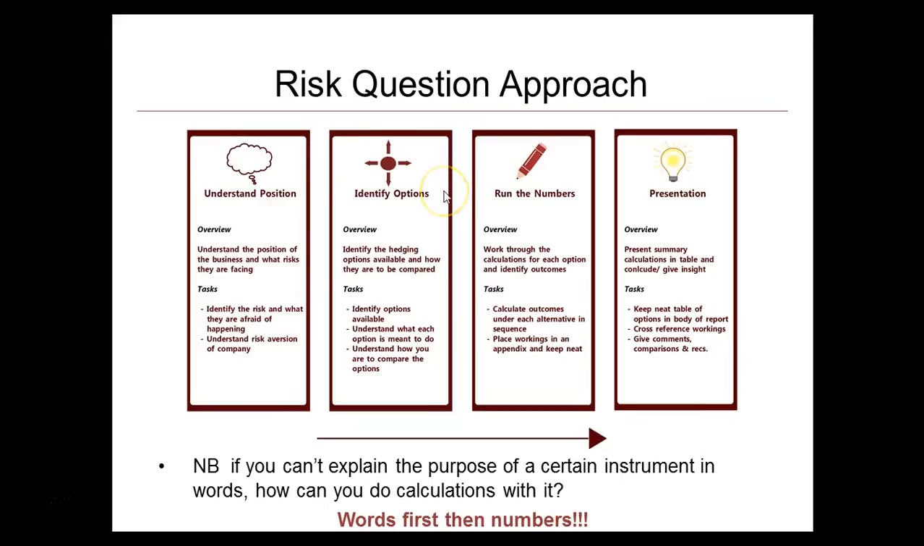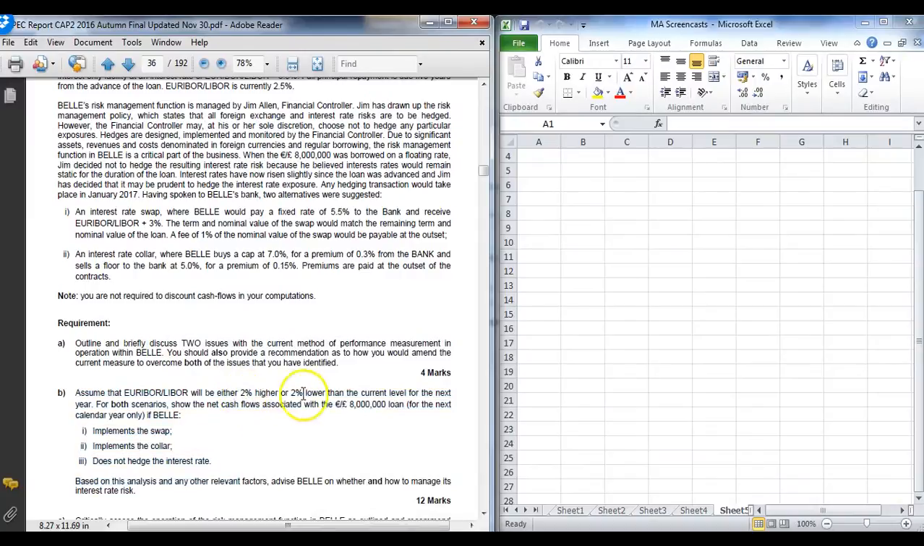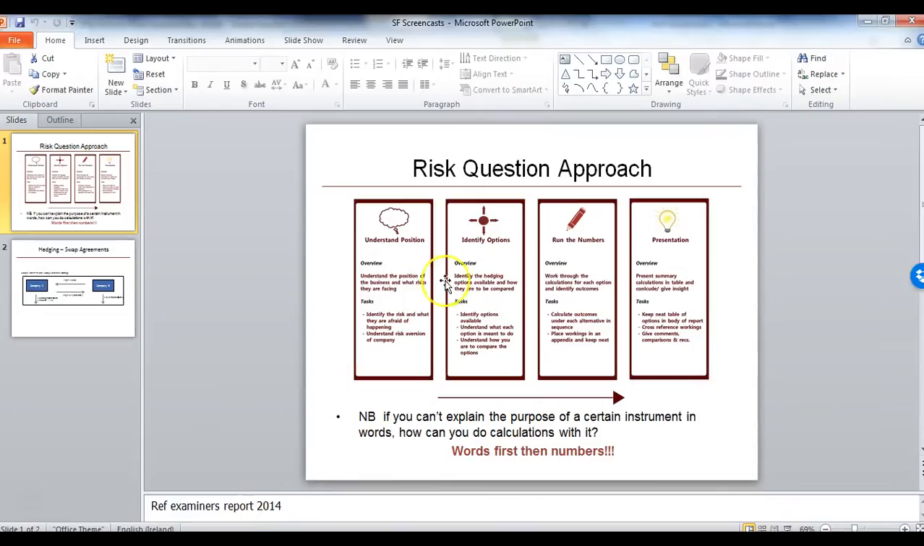The second step in terms of identifying the options, or you can call them alternatives, will be typically every question gives you a structure in terms of what scenarios are you going to run the numbers on. And we're told in our question we've 2 scenarios: 2% higher and 2% lower. And we also have 3 alternative hedging options. The 3 being do nothing, use a swap, or use a collar. So we know exactly the table that we need at the end.